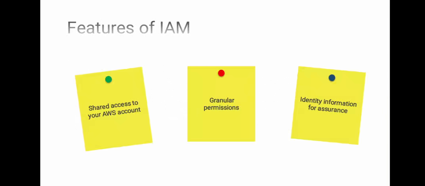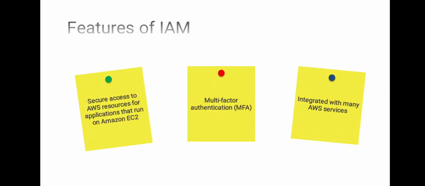Next, we can look into the features of IAM. There are so many features for IAM and here are some of them. First one is shared access to your AWS account, then granular permissions, identity information for assurance, secure access to AWS resources for applications that run on Amazon EC2, multi-factor authentication, and integration with many AWS services.